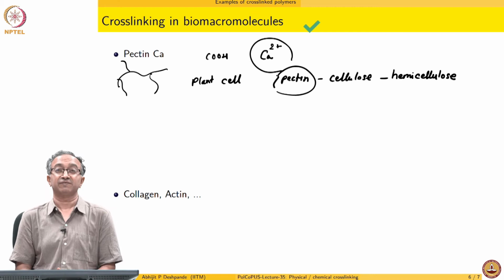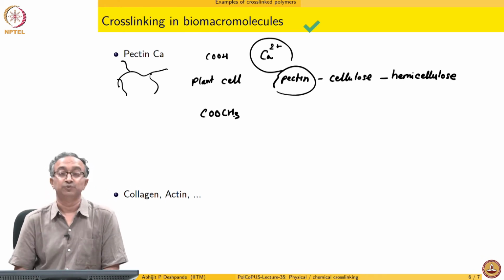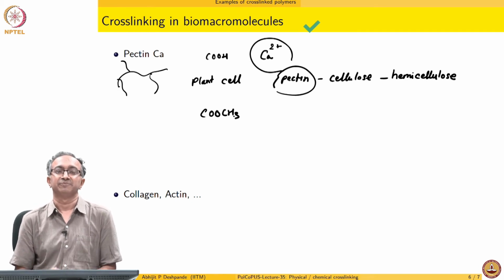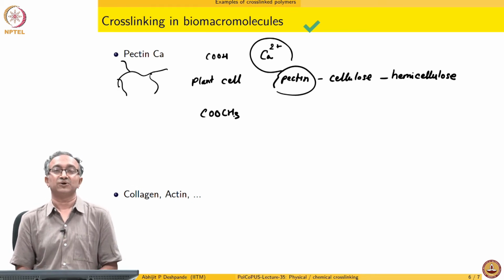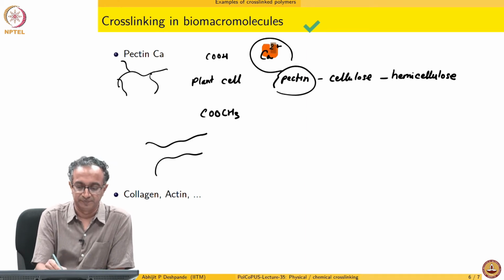If, let's say, instead of carboxylic acid groups we have this group, then it can't be cross-linked using calcium. So the way the calcium cross-links are present in pectin and the amount of cross-linking present is a very important determinant of what the plant cell wall property will be. And this is not all of it. How calcium cross-links pectin is also extremely interesting. We can have one pectin chain and another pectin chain being cross-linked by this calcium.